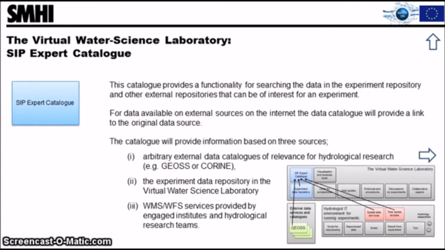When an experiment has been initiated, the SIP Expert Catalog provides functionality for searching, finding, and exploring data. The data in the catalog will come from three different sources. It could be arbitrary external data catalogs that are relevant for hydrological research, for instance GEOSS or CUAHSI. It might also be experiment data from previous experiments in the virtual water science laboratory. And also, a research team can enroll and link their own external data sources and make them visible in the SIP Expert Catalog.